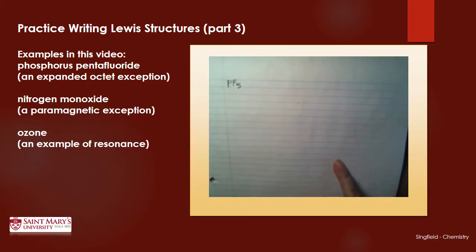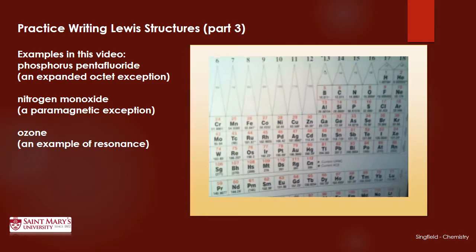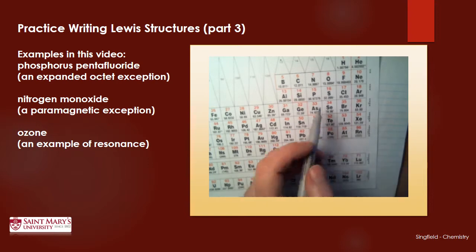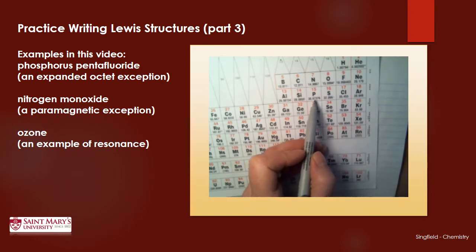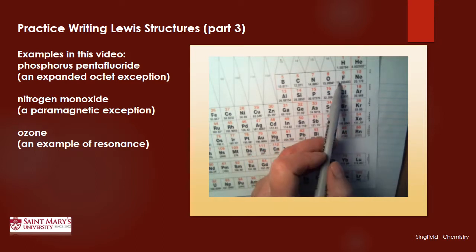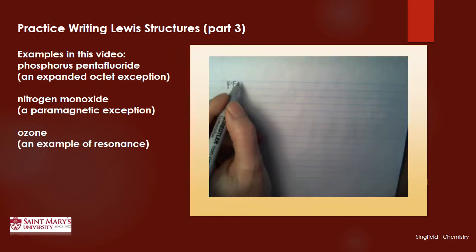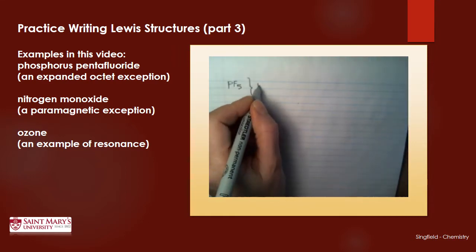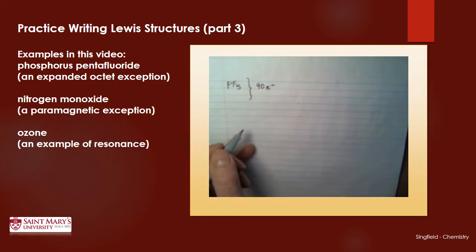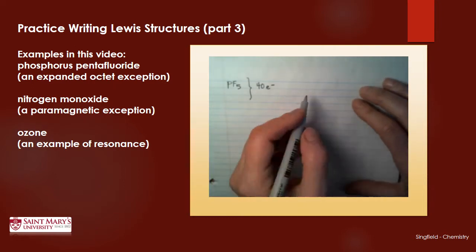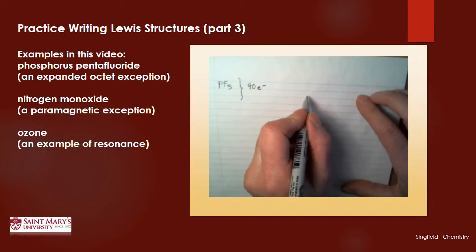Let's write the Lewis structure for phosphorus pentafluoride. If we look at the periodic table, we'll see that phosphorus is bringing 5 valence electrons to the total. Each of the fluorines is 7, and there are 5, so 5 sevens are 35, plus 5 more is 40. So the total valence electrons for this molecule is 40, and that's what we have to arrange around these atoms to draw the best Lewis structure.